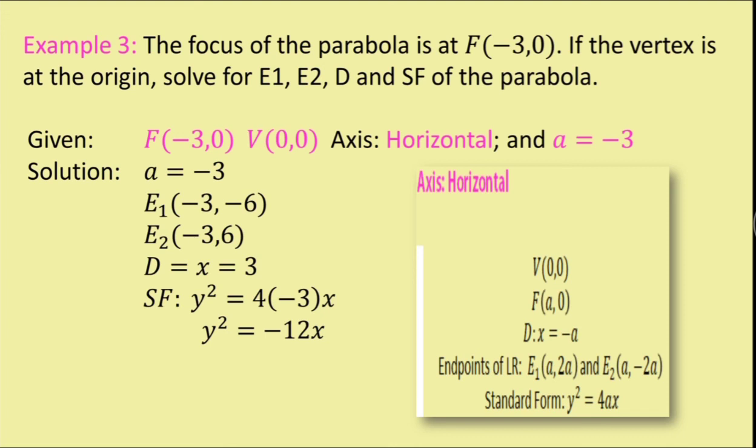And the standard form is given by y squared equals 4ax. So we substitute a, which is negative 3, into 4a. So y squared equals positive 4 times negative 3, which is negative 12x. So the standard form of this parabola is y squared equals negative 12x.